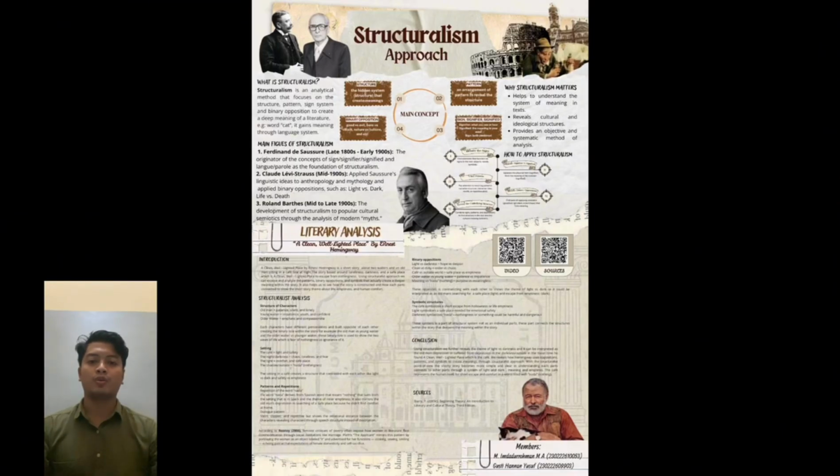Let us introduce ourselves. My name is Muhammad Imdadur Rahman Manarul Azman and my student ID number is 23022261053. And my partner's name is Gusti Hanan Yusuf and his student ID number is 23022609903.